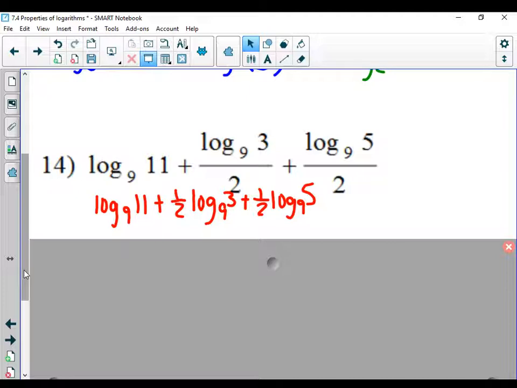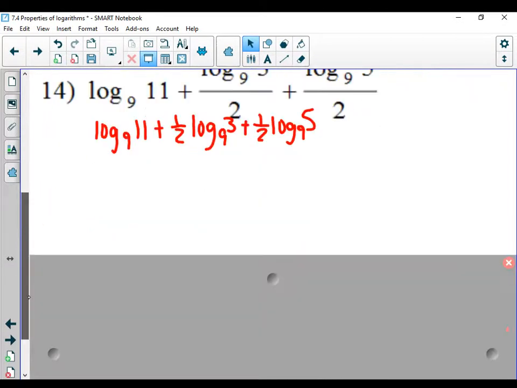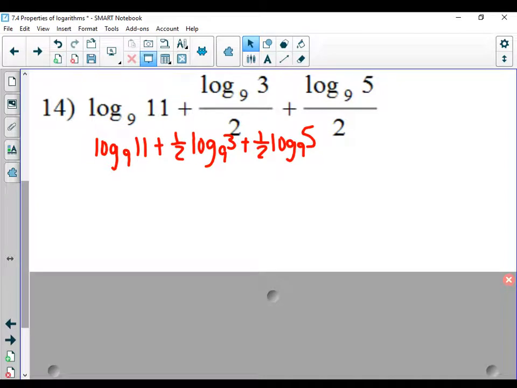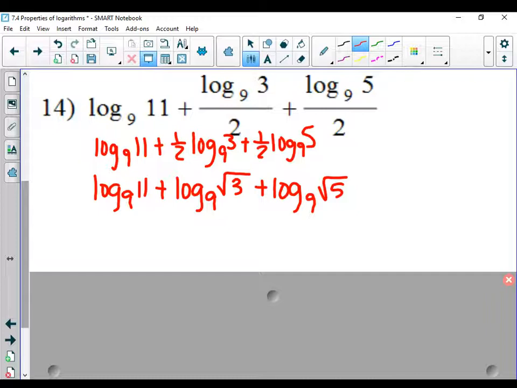Okay, so like I said, the 1/2 are going to be our exponents. There we go. So log base 9 of 11 plus log base 9, I'm going to go ahead and change this to the square root of 3, and log base 9 of the square root of 5. So if we're adding between all of these, we've got to remember our properties from the last chapter.